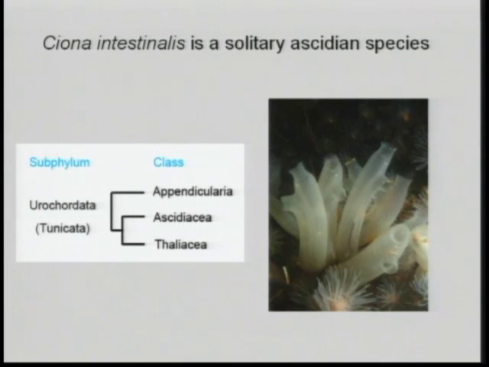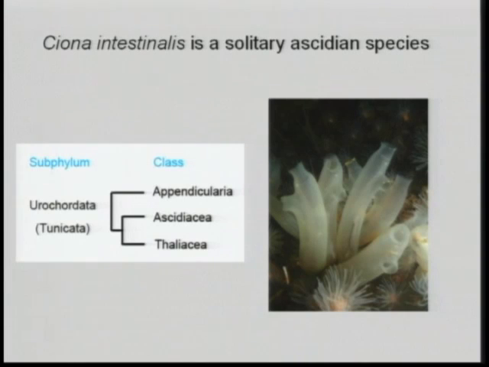First, I will introduce the species I work on. It's called Ciona intestinalis. It's a solitary ascidian species belonging to the Urochordate subphylum. This is what an adult Ciona looks like. It's a sessile filter feeder living in the temperate coastal regions around the world, including the San Francisco Bay Area.